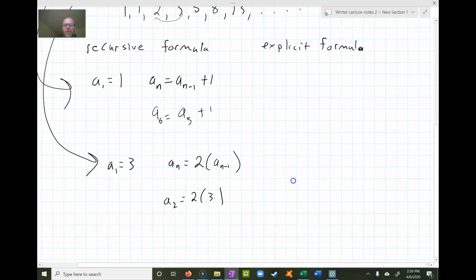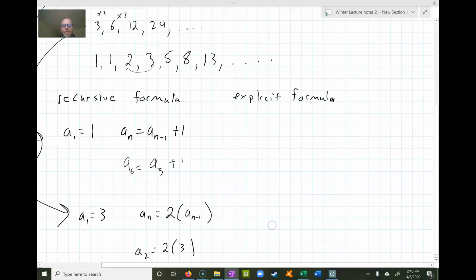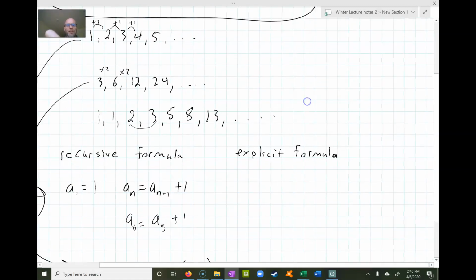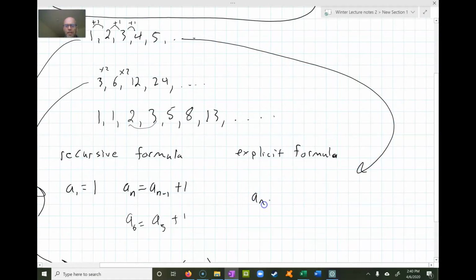And then if we go over here, explicit formula. An explicit formula tells you how to get any term in the sequence based on what term number it is. So for example, for the first one up here, a sub n is equal to what? It's equal to 1 plus 1 times n minus 1. So let's see if that makes sense.